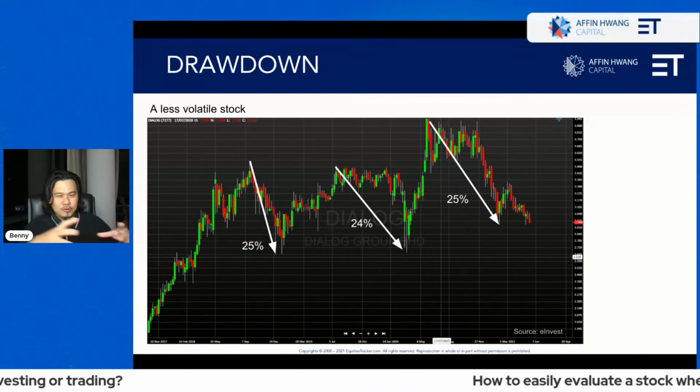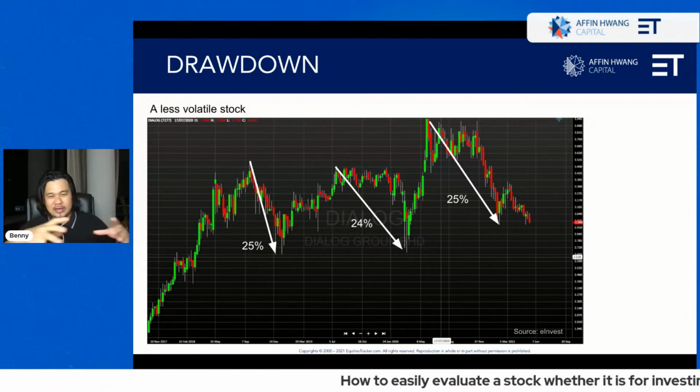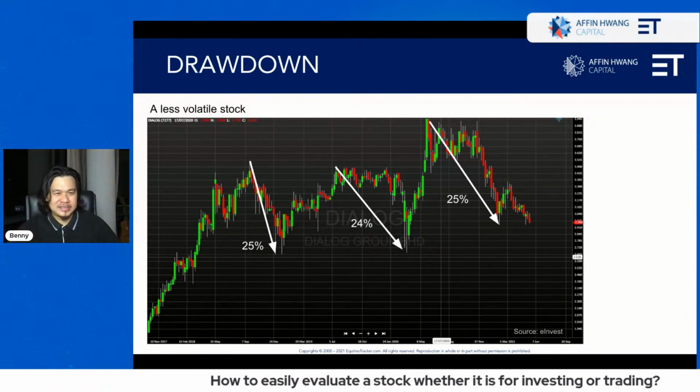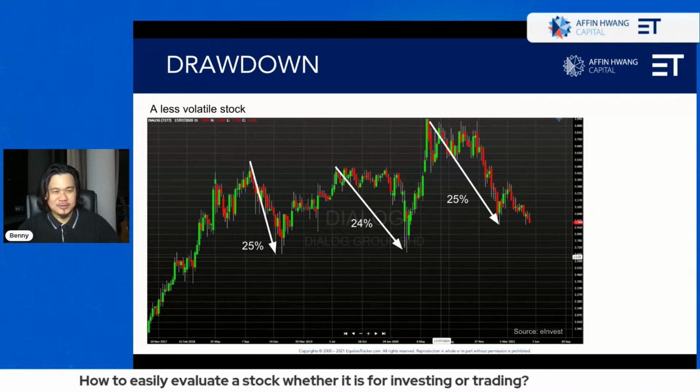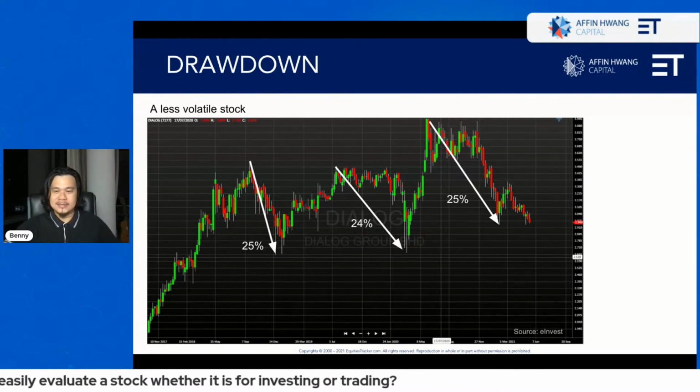Then you don't get confused by your investment strategy, if you decided to go both long term and short term.